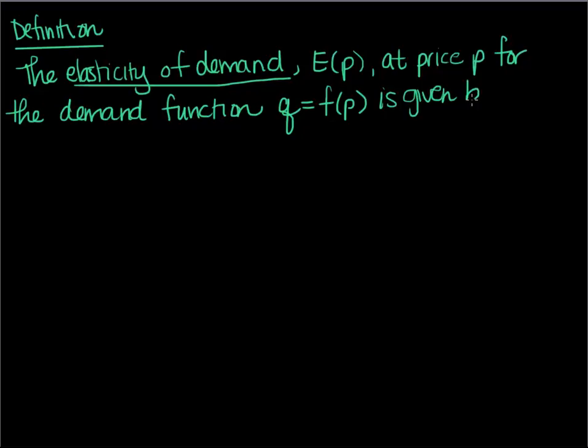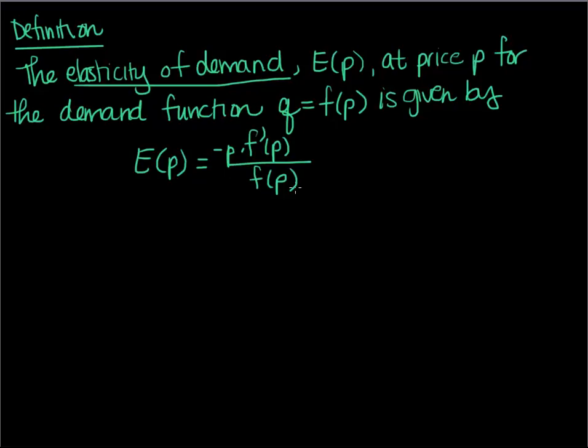Okay, and so E of P, now we're going to add a negative in. Don't freak out about that. I'm going to put a negative P, or the other thing you can do is just take the absolute value. Negative P, I'll just write a little smaller, times f prime of P all over f of P. Cool, that's our elasticity of demand.